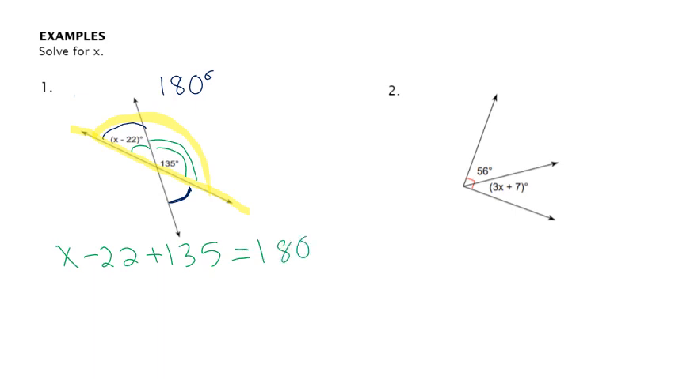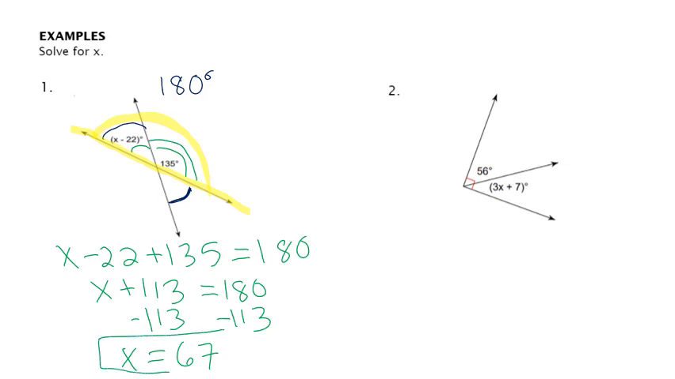So then it just turns into an algebra problem that we're used to solving. I'm going to combine like terms. This is 113. And then just subtracting. This is one of a whole bunch of different ways you can do this problem, but you should either way get the answer to be 67. So our value for x is actually 67. If I wanted the angle, I could plug it back in, but the question was just asking you to solve for x.